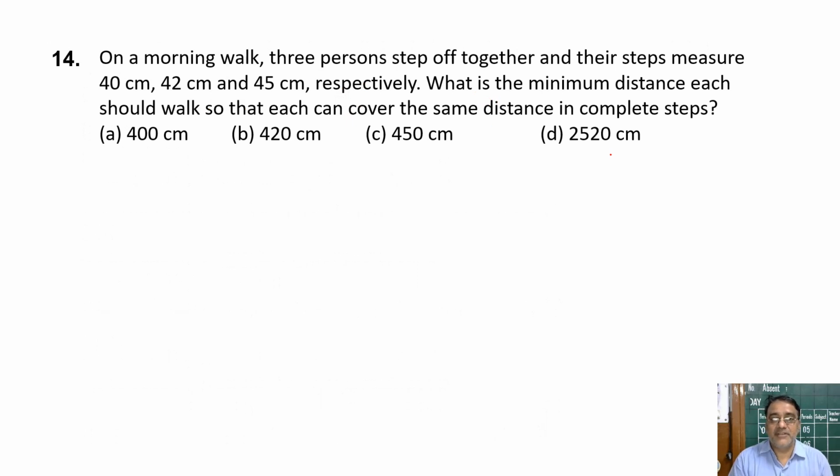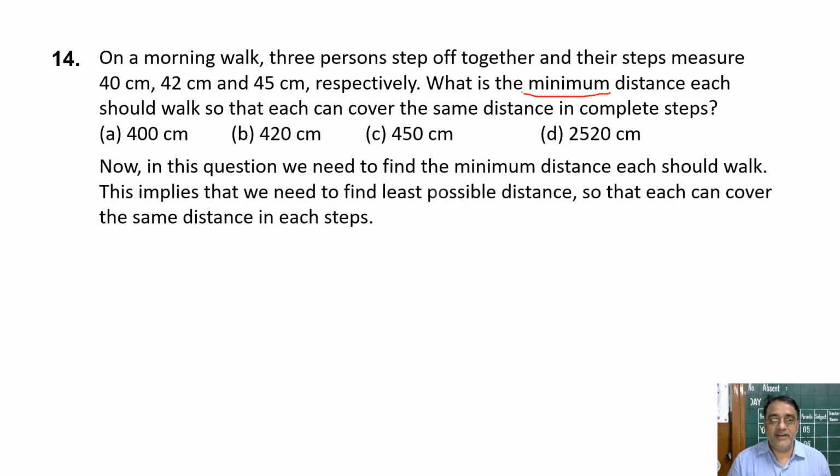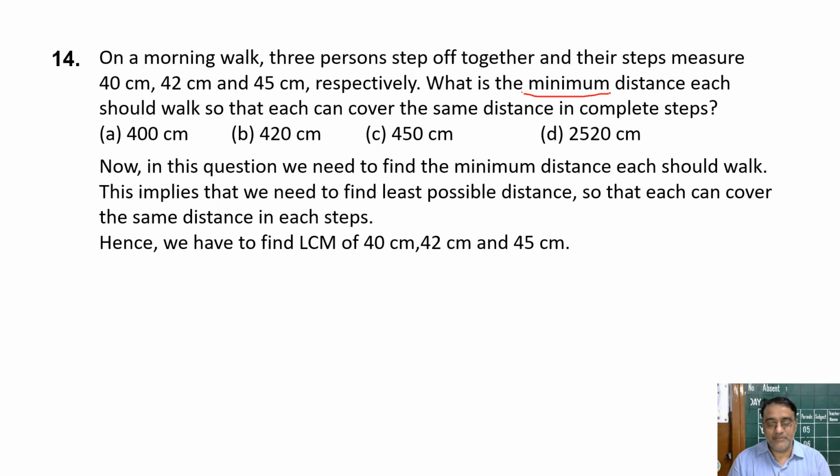On a morning walk, 3 persons step off together and their steps measure 40 centimeter, 42 centimeter and 45 centimeter respectively. What is the minimum distance each should walk so that each can cover the same distance in complete steps? So minimum word is coming. So what do you have to find? LCM. LCM. Right. अगर जब ये word वगैरह नहीं रहेगा, then you have to follow the tip number 3. Okay, जो क्लास में बताया था मैंने. Right. So now we have to find the LCM.